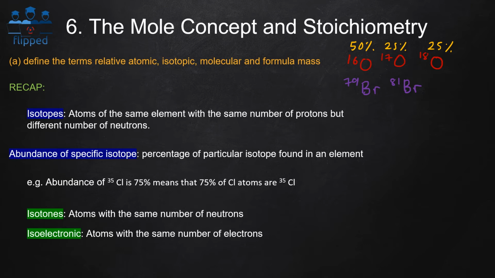Because in the A-level syllabus, we know that elements do not exist as simply as what we see in the periodic table. They are made up of many isotopes. And this is called the abundance, which is just a percentage.